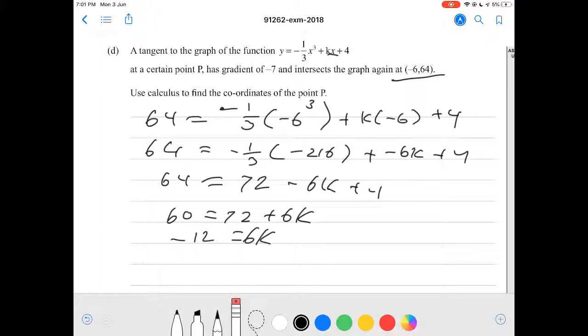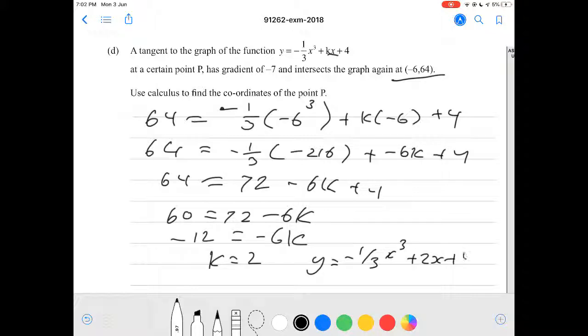Oh yes, minus far out. What am I doing? It's minus 6k, so it's equals to... Sorry guys, I'm being so stupid. So k therefore equals to 2. y equals to negative 1/3 of x cubed plus 2x plus 4.